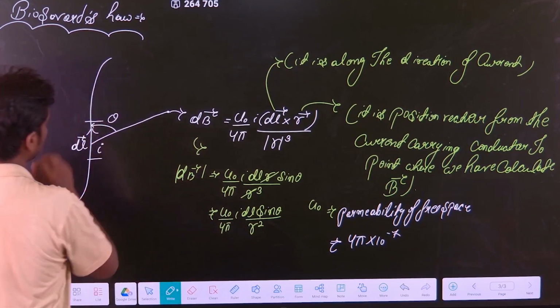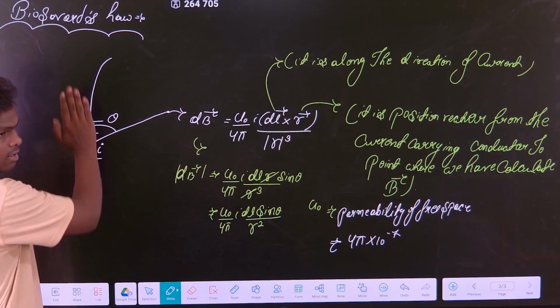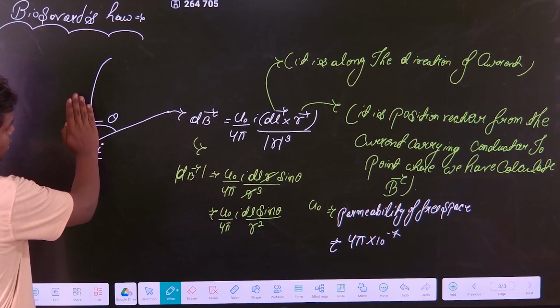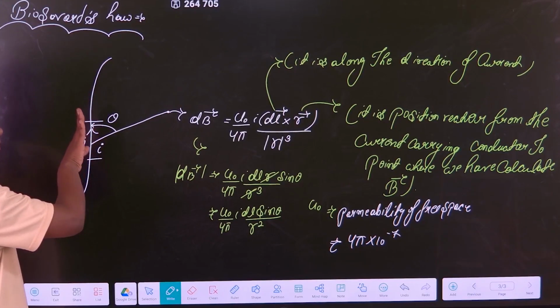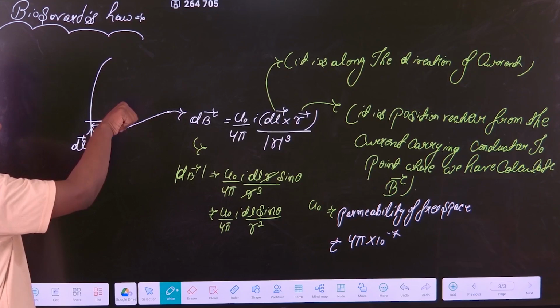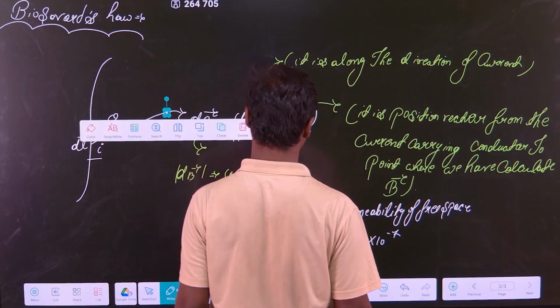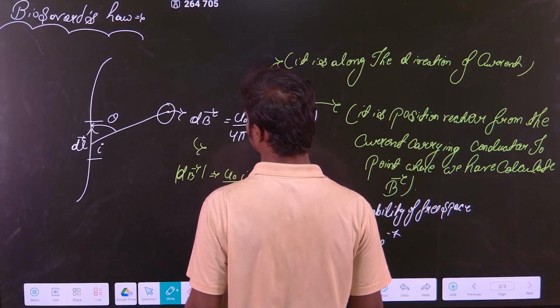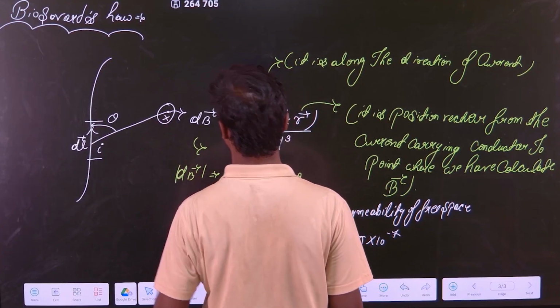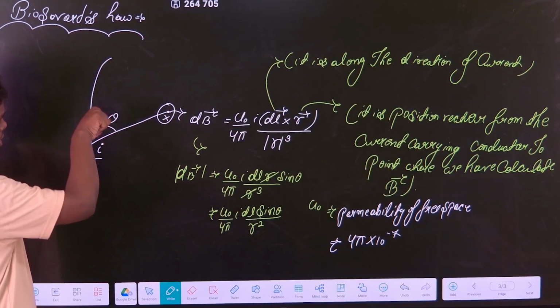If this is a small dl vector, what will be the direction at this point? Simply put your right hand in the direction of dl. Then after that, you have to curl toward the direction of R. dl cross R is inside. So the magnetic field at this point will be inside.